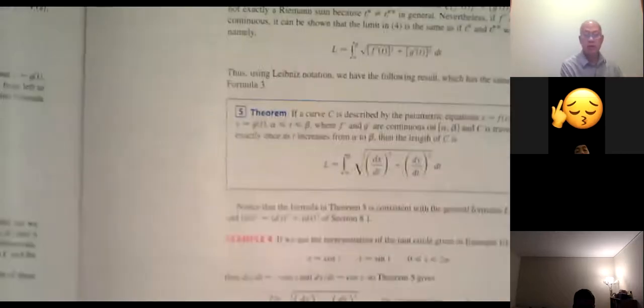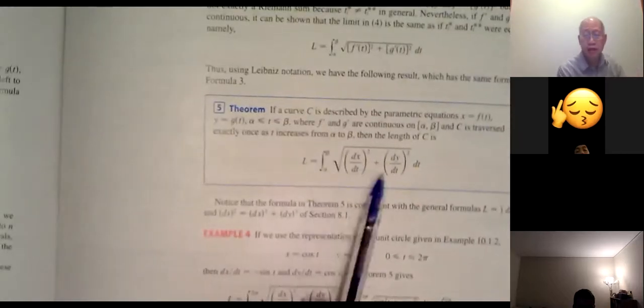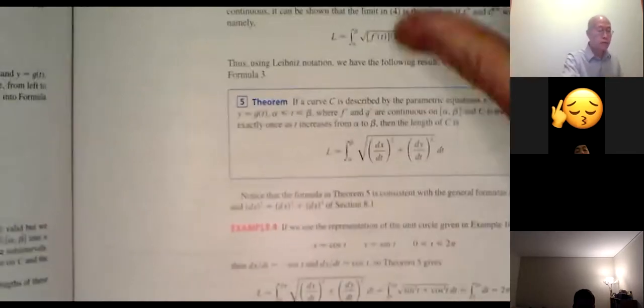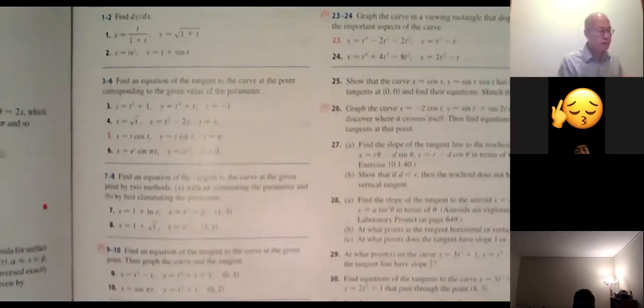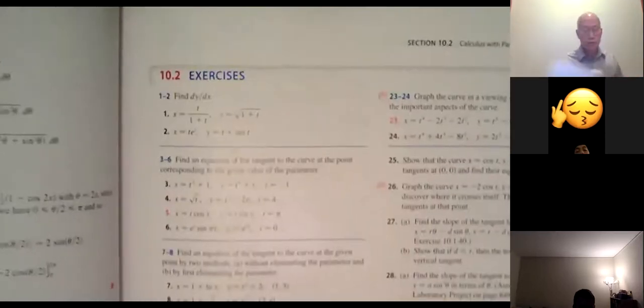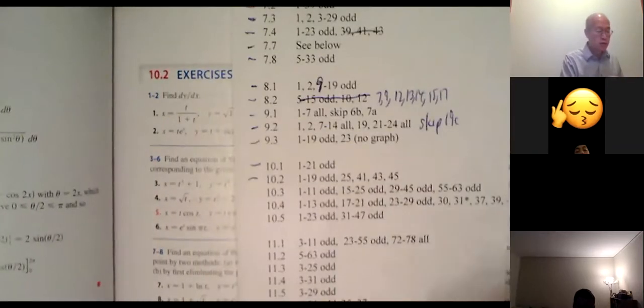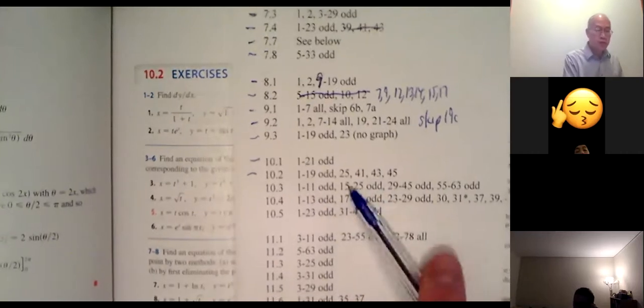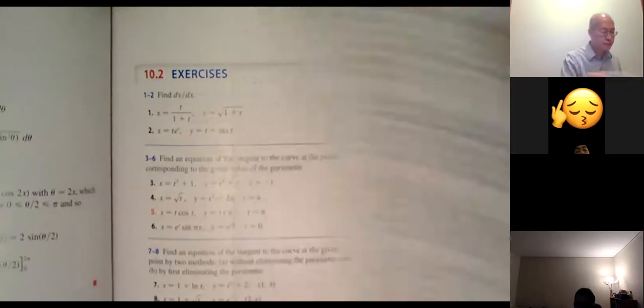Well, they got it over here also. Let's find arc length. All right, so now I'll get started with some of this. Okay, so 10.2, 1 to 19, 25, 41, 43, 45. These last ones are arc length. There weren't that many of them.